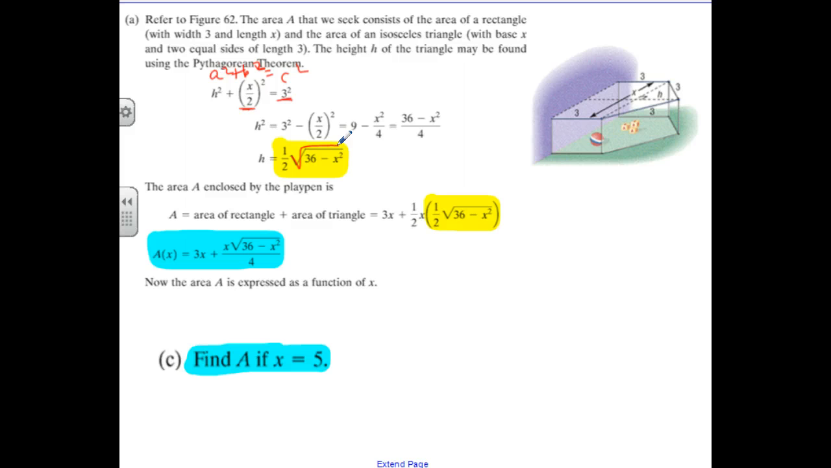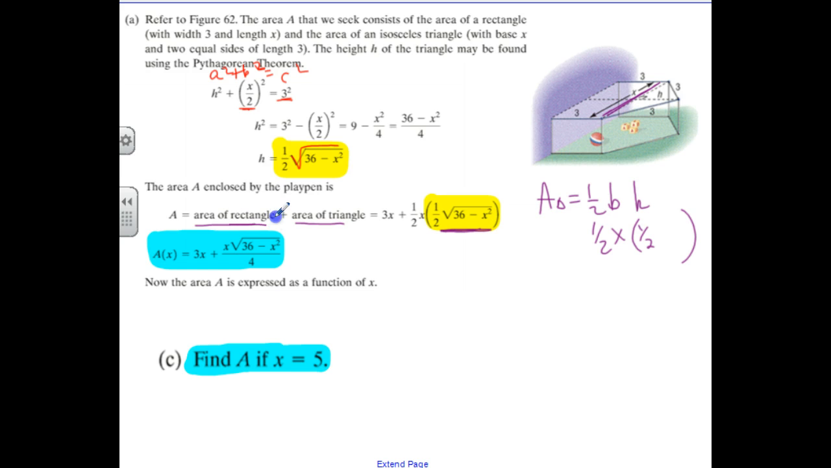But that's not the answer. That's just the height of the triangle. So we need to go back and add the area of the rectangle to the area of the triangle. So we haven't even really found the area of the triangle yet. But remember, the area of the triangle is 1/2 the base times that height that we found. And the base is x, the base of the triangle, and the height is this terrible, well, there it is right there in yellow, the 1/2 square root of 36 minus x squared.